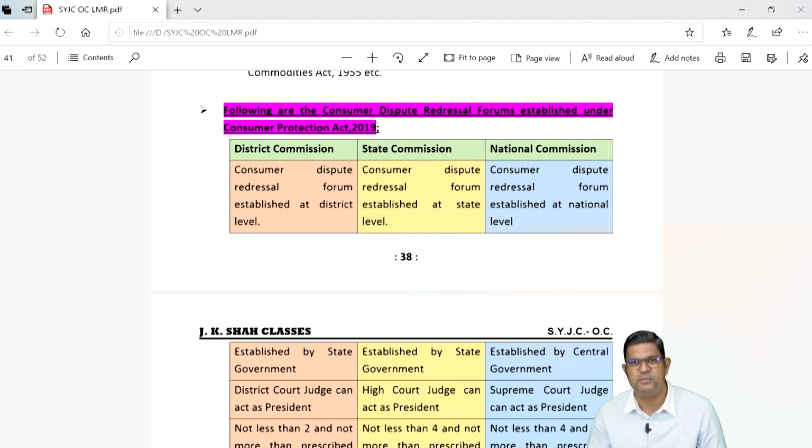Then moving to the state commission, this particular consumer dispute redressal forum is established at the state level. That means in a state you will normally find one state commission. And above that is the National Commission, and the National Commission is once again a consumer dispute redressal forum which is established at the national level. That means a case can come here from any part of the nation.